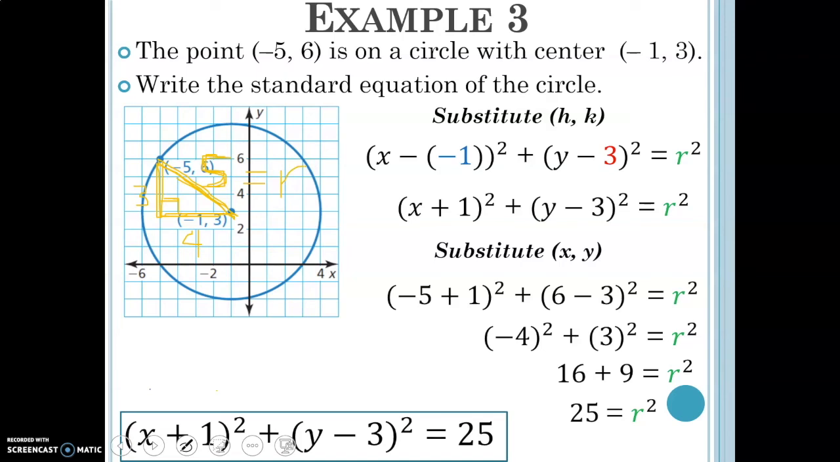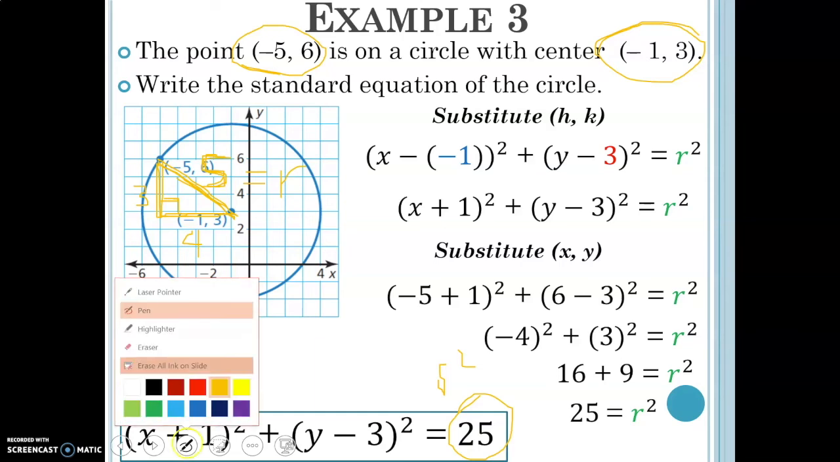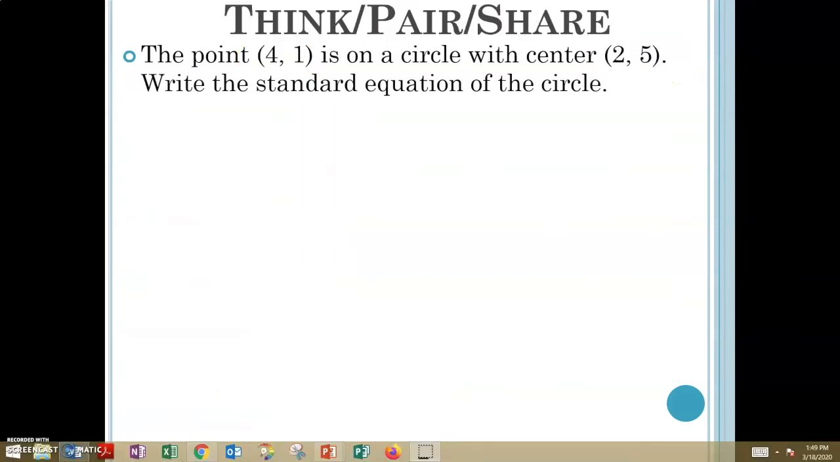But again, you would not plug in 5. You want to plug in 25, which is r squared. Okay? You could also use the distance formula. If you'd like, you could use the distance formula between your center and your point, and that would also give you a distance of 5. So a lot of ways to do this, but this method here is probably the easiest way to get to your standard equation. All right, so one last problem, and we will be done with our lesson for today.